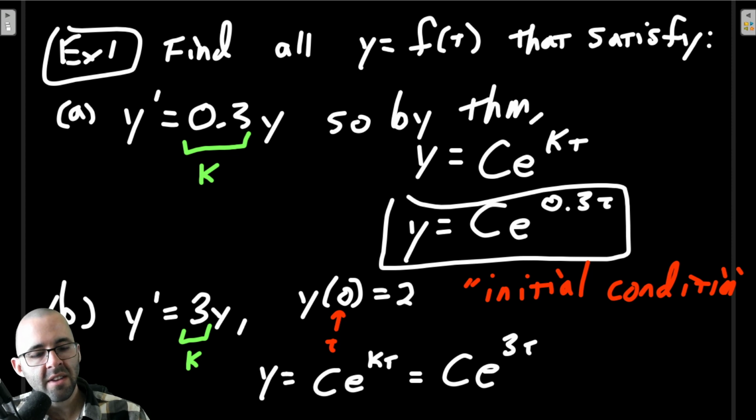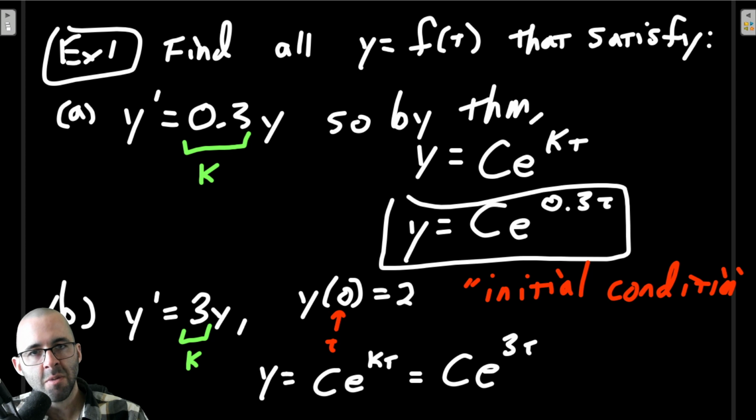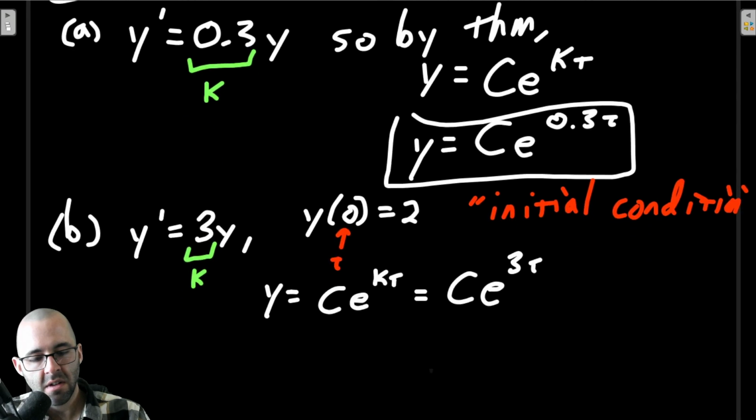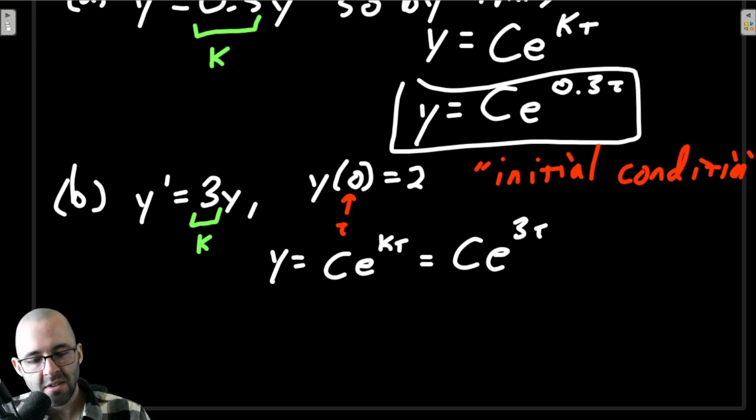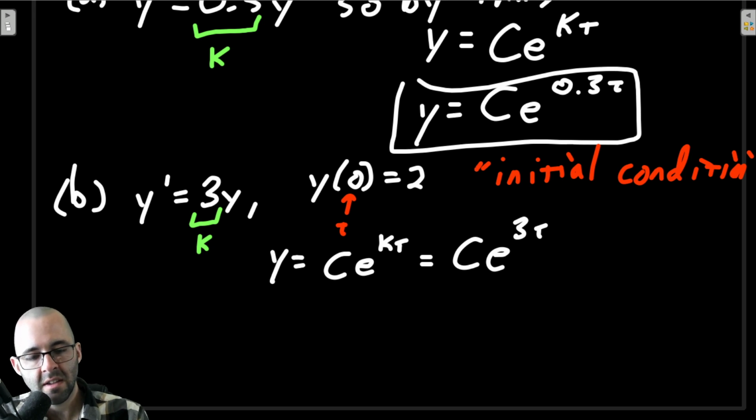The difference, and why this is not our final answer anymore, is that we have that initial condition. So there are infinitely many answers depending on the initial condition, but once we have an initial condition, we can find our c value. All right, so we're going to use this to find c.